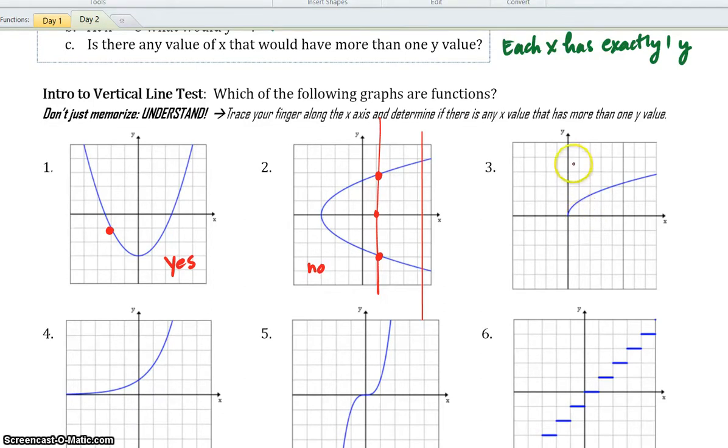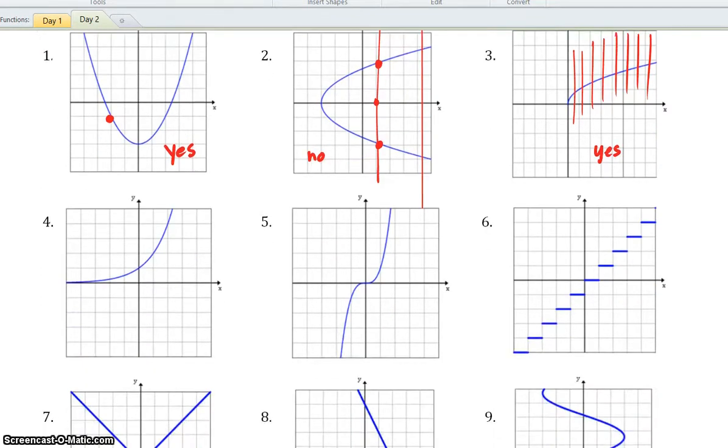Let's check on 3. If you pass a vertical line through here, it only hits once, so yes, this is a function. Look at 4. Function or no? Let's pass some vertical lines through here. Does it ever hit more than once? No. So yes, this is a function.